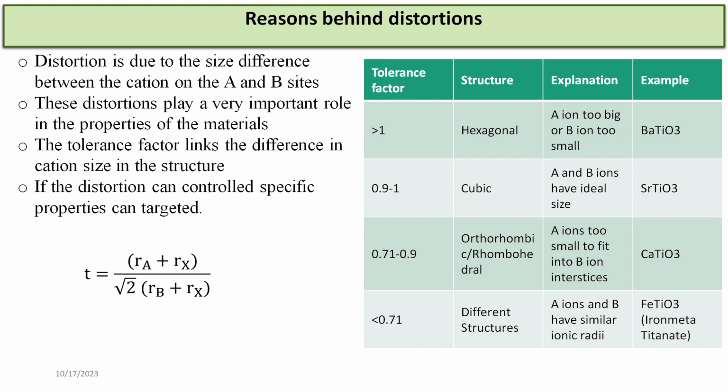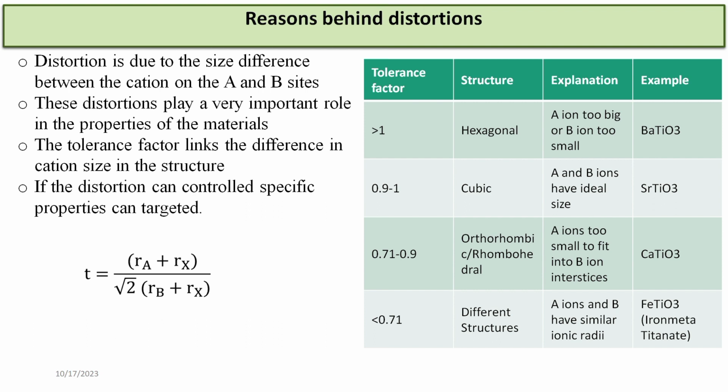So this distortion plays a very vital role in the properties of the material. The tolerance factor links the difference in the cation size in the structure. If the distortion can control a specific property, we can target it. So here we can find the structure through the tolerance factor. The formula for the tolerance factor is equal to the radius of the A cation plus the radius of the halogen, divided by the square root of 2 times the radius of the B cation plus the radius of the halogen. So from the tolerance factor we can find the structure of the perovskite.